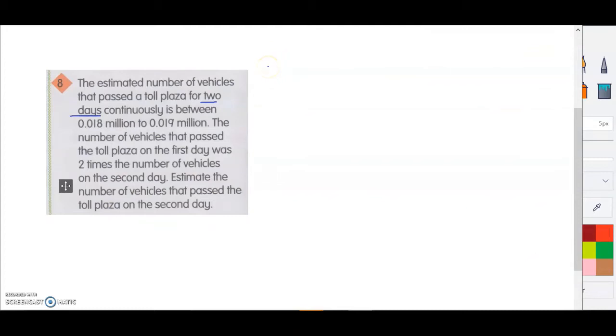The estimated number of vehicles that pass a toll plaza for 2 days continuously is between 0.018 million to 0.019 million. The number of vehicles that pass the toll plaza on the first day, write down first, was 2 times the number of vehicles that pass on the second day. Estimate the number of vehicles that pass the toll plaza on the second day.